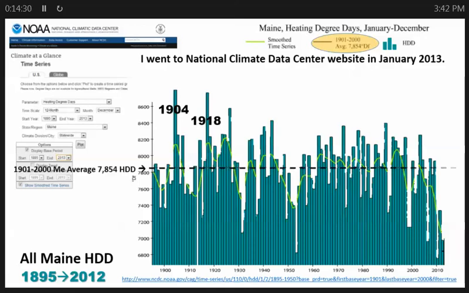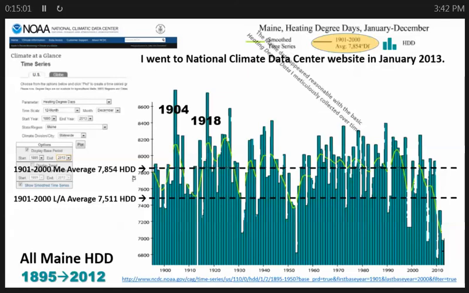And so I've drawn their line here, the 7,854 for all of Maine over that time period. And then I looked at the Lewiston Auburn average, which was 7,511. As we would expect, it would be on average lower. We need fewer heating days than all of Maine, since we're in the sweet spot towards southern Maine.